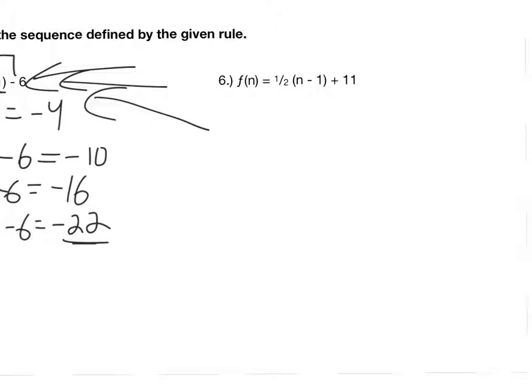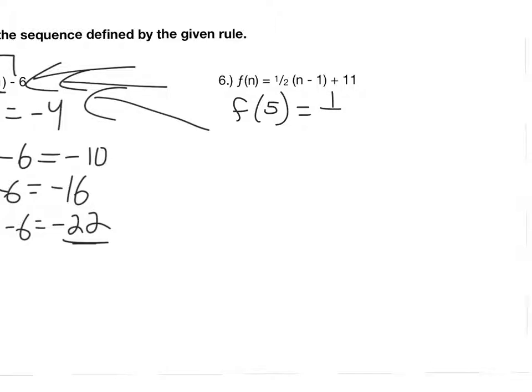This doesn't have f of n minus 1. It has n minus 1, but that's not the same thing as f of n minus 1. So therefore, this is going to be an explicit rule, which if we're looking for the fifth term, that makes this a lot easier because we could just go right to f of 5. We don't have to find any of the previous terms.